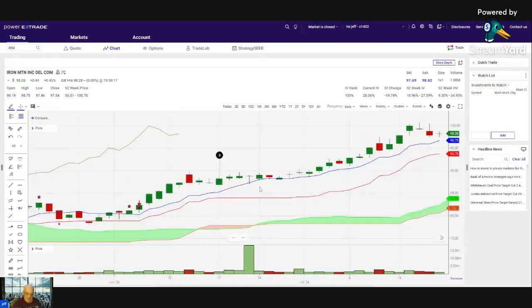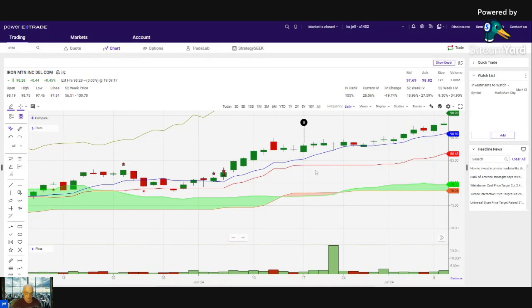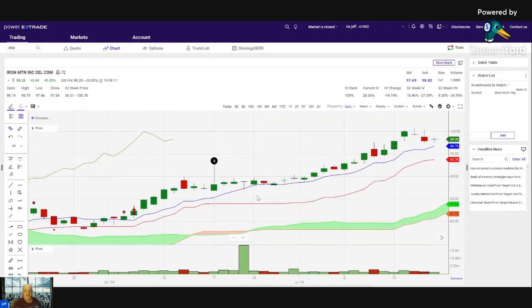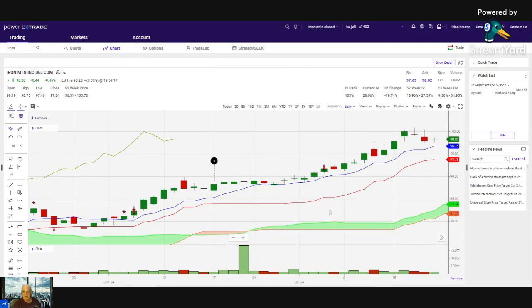Notice that if you're patient and wait, it had one loss on this one over here. But if you're patient and wait, the chart would be making money. Maybe get out here at a super good profit and then get back in over here. And I trade in and out of IRM all the time.